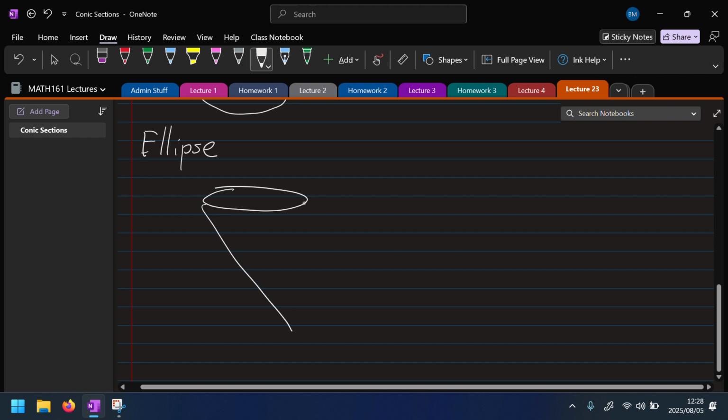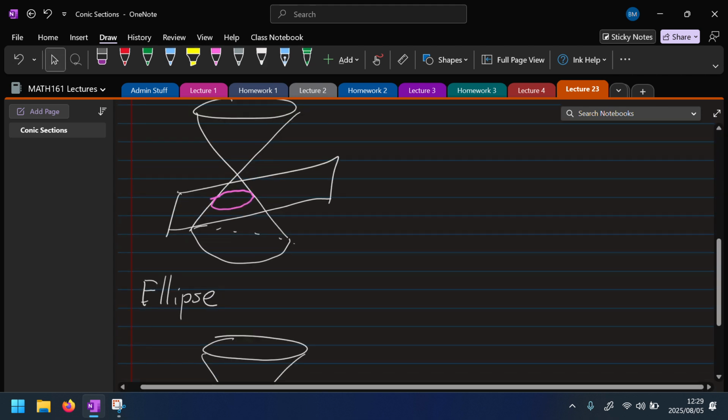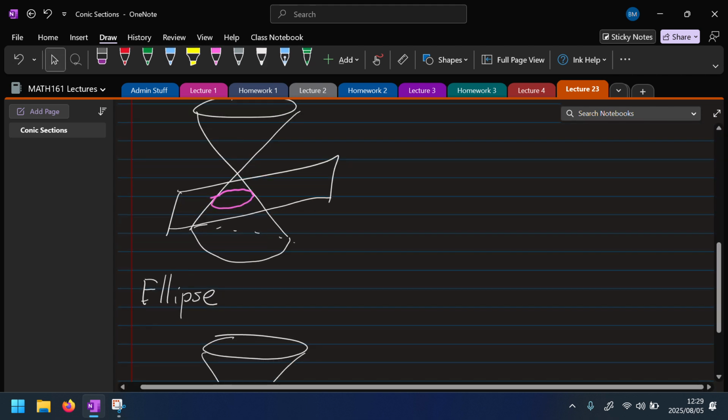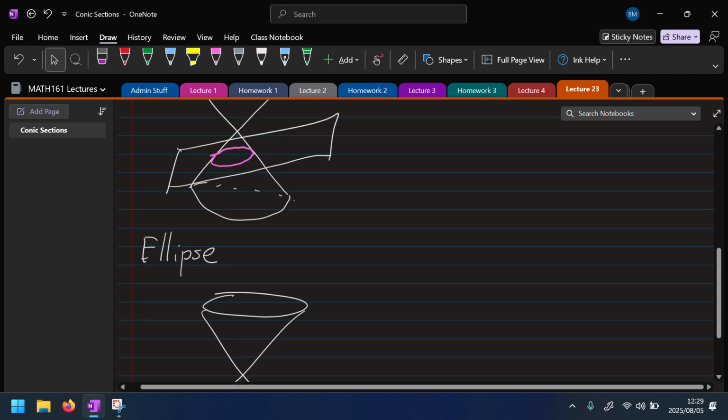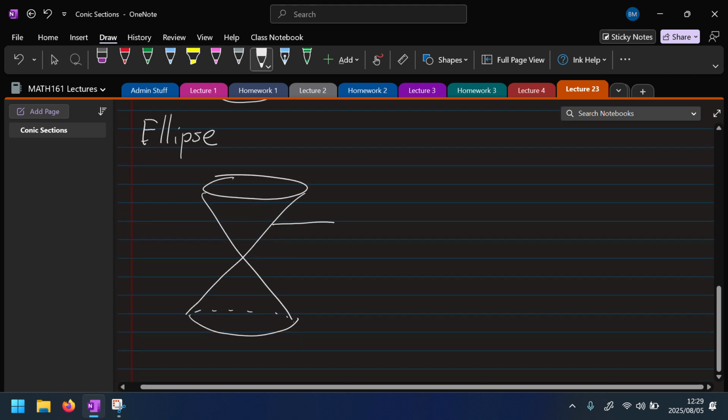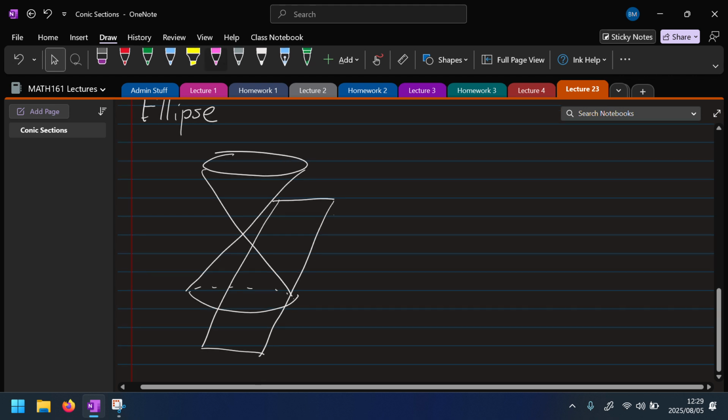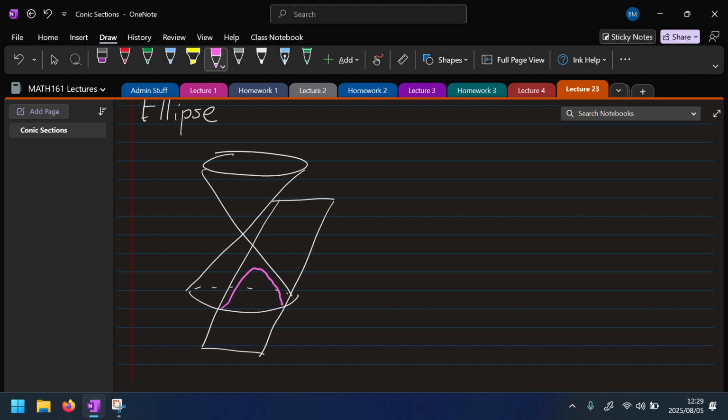Again, we've got our double-ended cone. Okay. Now, instead of cutting it like this, we cut it at a very steep angle. So it's going to be something like this. Okay, so again, we cut it at a very steep angle, and the cross-section here, like that, that will be a parabola.